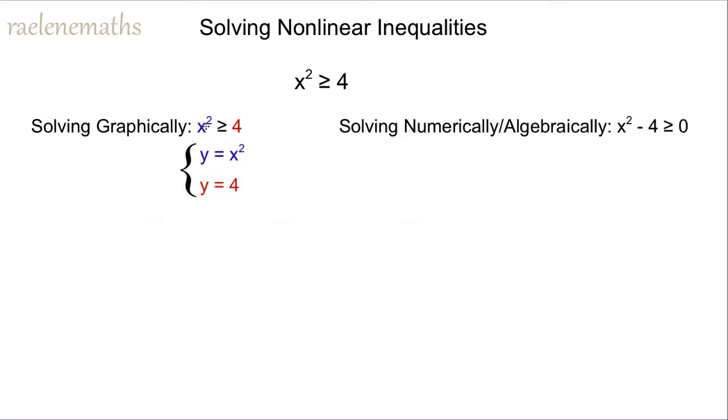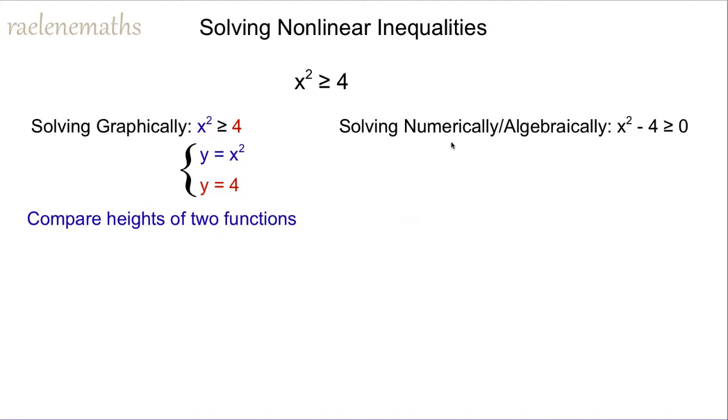In the solving graphically case, as long as we have simple functions on the left and the right of the inequality, then we can interpret the left-hand function as a blue function, we might call that f of x, and the right-hand function as, say, a red function. And what we're going to be doing is comparing the heights of those two functions on a two-dimensional grid.